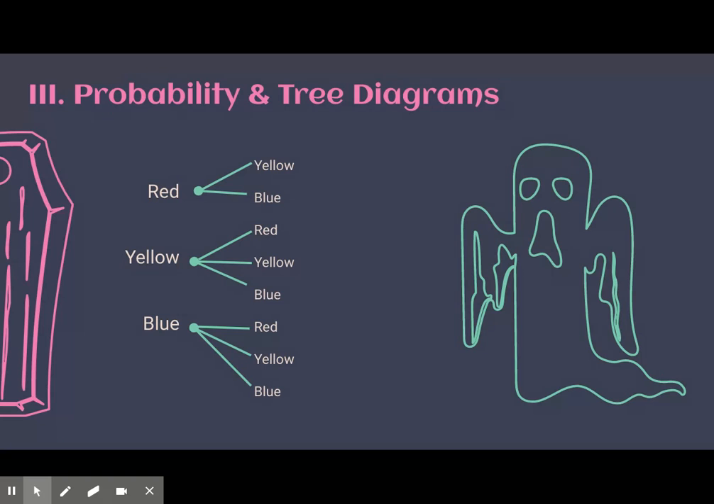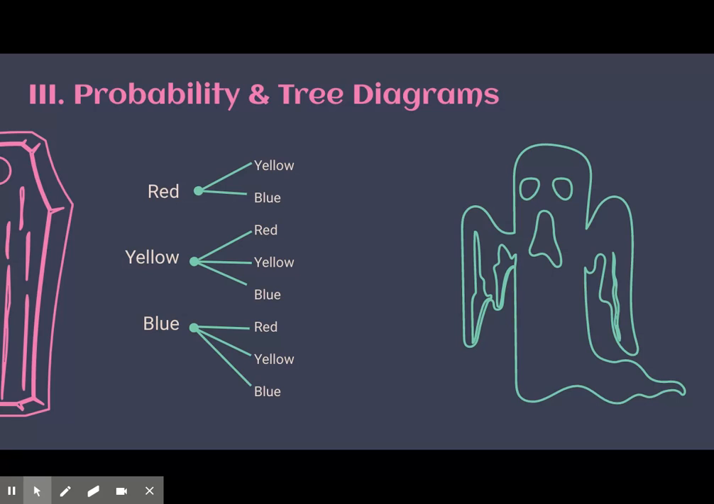In the second selection, if we started with yellow and then pulled out a red one, our choices are yellow and blue. If we started with a yellow and we pulled out a yellow one, well, we still have a yellow one, all the blue ones and the red ones. So we've got red, yellow, and blue. And the same is true for the yellow and then followed by a blue selection.